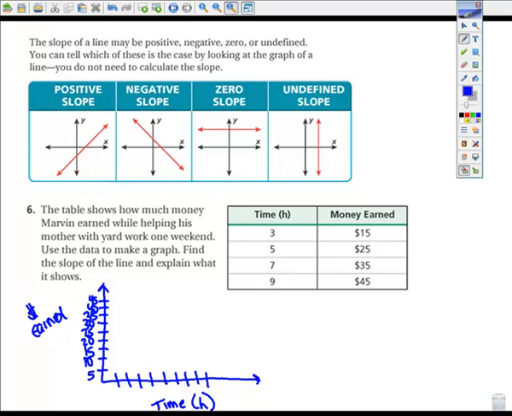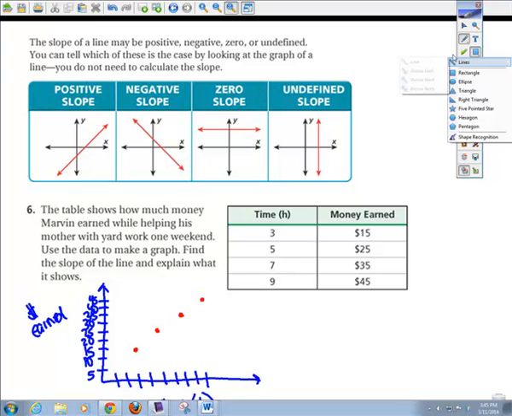Alright, and now I'm just going to plot my points. So for 3 hours he earns $15, and for 5 hours he earns 25. For 7 he earns 35, and for 9 he earns 45. And hopefully you can see that this is definitely linear.